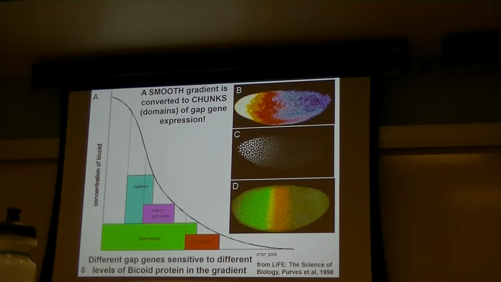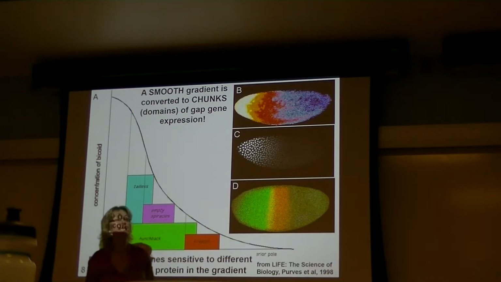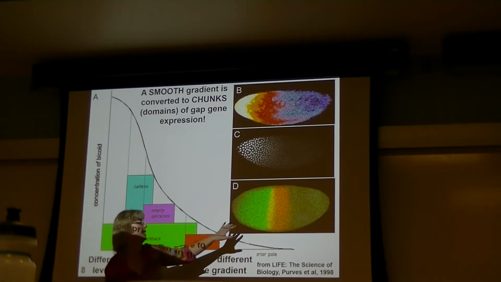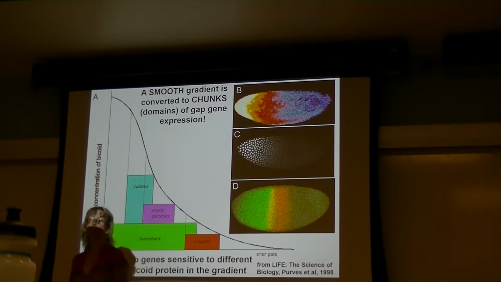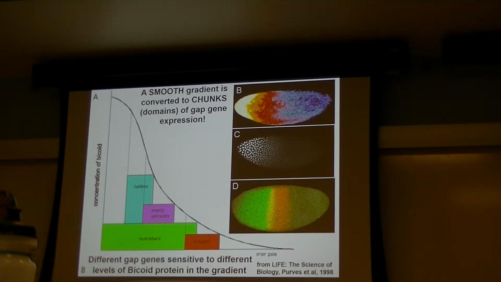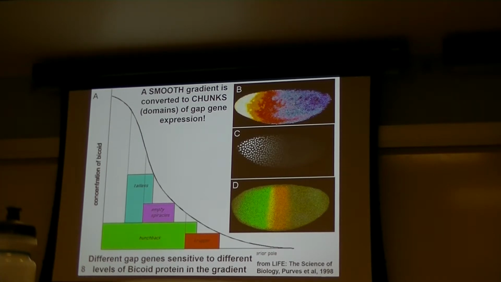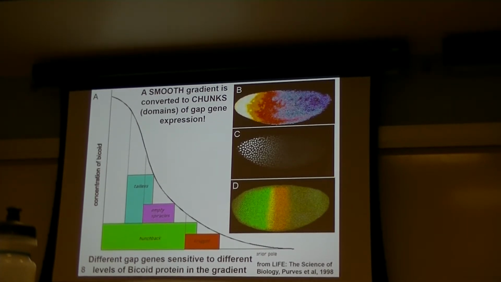So just to complete the thought here, B is a gradient, such as bicoid, that may be very high, medium, or low in the embryo. That could be an mRNA gradient. C could be a protein gradient for bicoid. And then D shows you the expression of the gap genes, which are more in a chunked out type of expression pattern. Okay? Isn't that neat? It's just so elegant, I think. We just go from gradient to these chunked out domains of expression. Any questions?